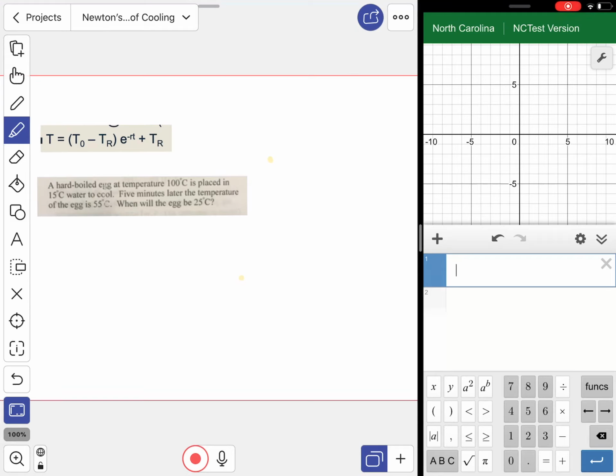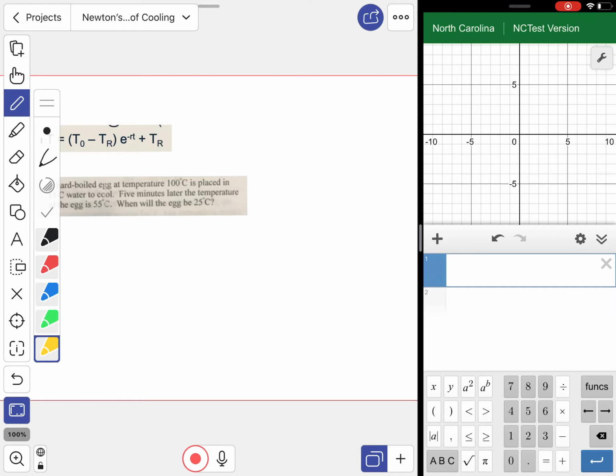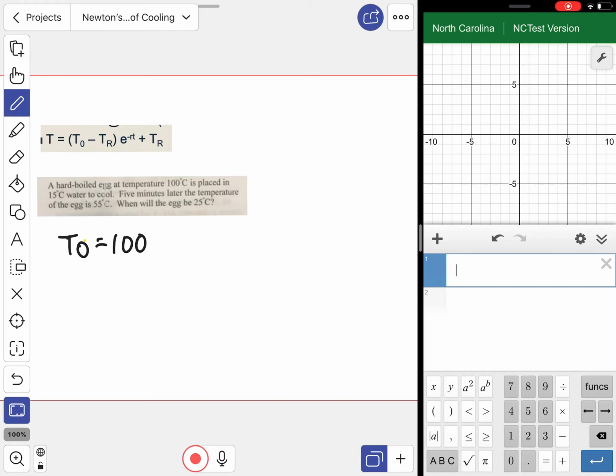And then once we know the rate that it's going to cool, we can go back and use the information to figure out when the egg will be 25 degrees Celsius. So first thing we're going to do is place these pieces into our problem, just like we did with the other one. We have that it started at a temperature of 100 degrees, so that's our initial. And then it was placed into a temperature of 15 degrees to cool. So that is our surrounding temperature, that is our TR.